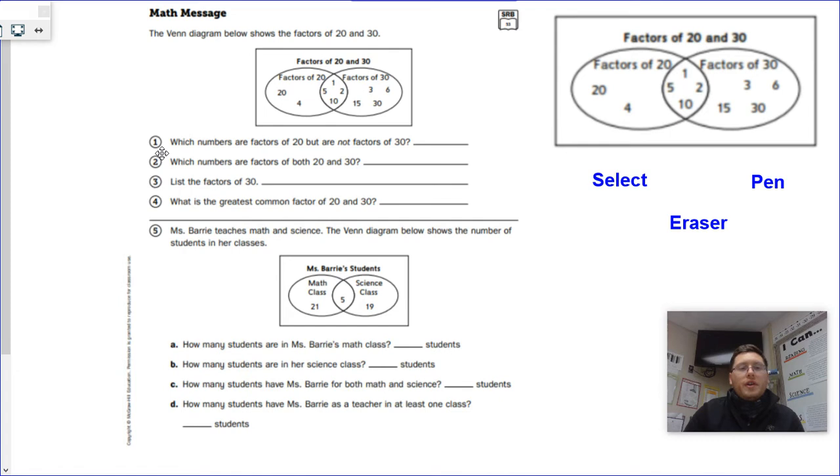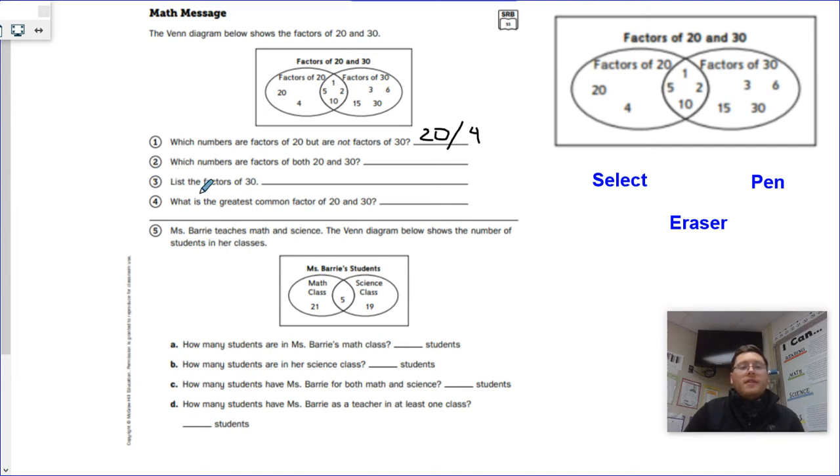So let's look at number 1 again. Which numbers are factors of 20 but are not factors of 30? So we can't share them. The only factors of 20 that do not share with 30 are 20 and 4. So I have 20 and 4.